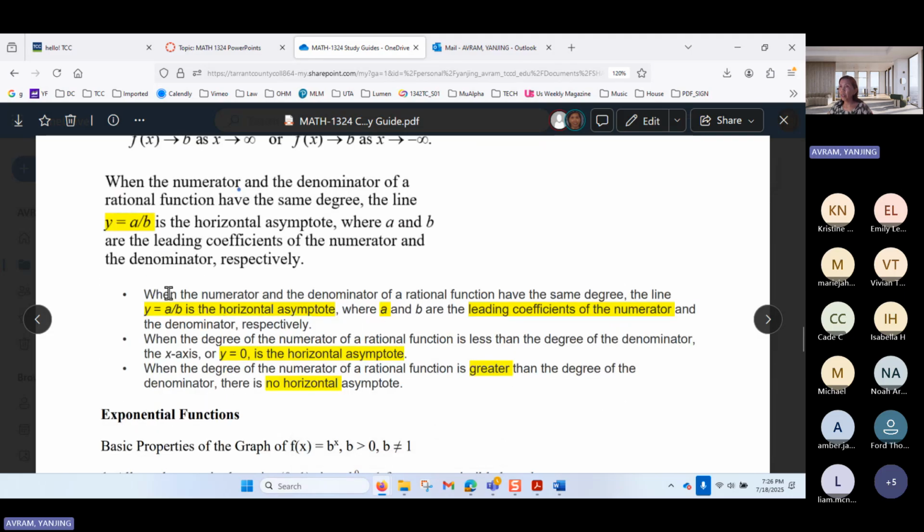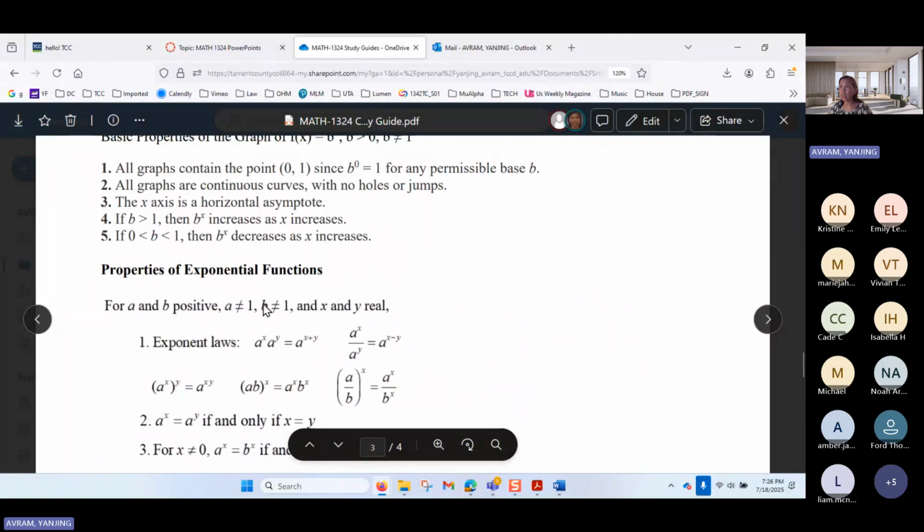And for the horizontal asymptote, you just use A over B. All right. So what is the A and B? A and B are the leading coefficients with the same degree. All right. That kind of thing. So you will need to go through all this detail, right? So that is one part of this chapter.